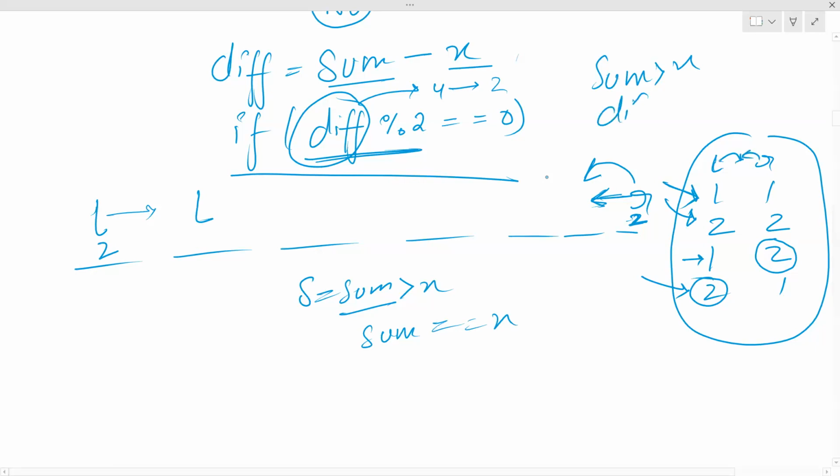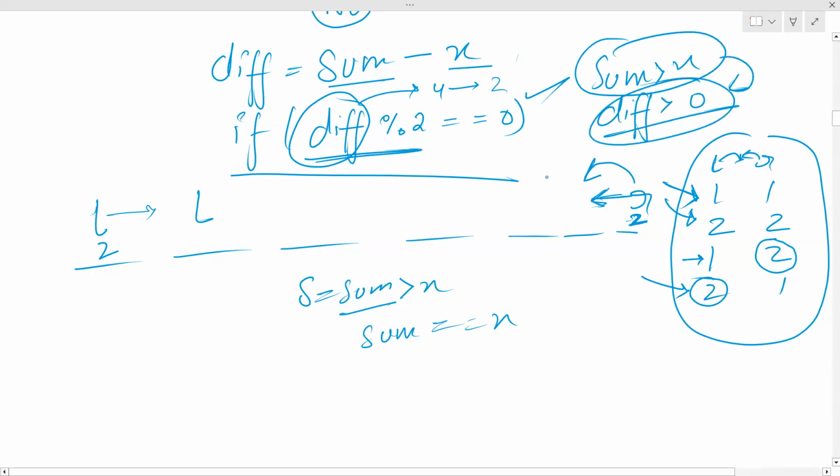If your difference is more than 0 and it's divisible by 2, and this is also true, then the difference is nothing but the difference between these two. And if the difference is divisible by 2, you can shift both L and R, L one place to the right and R one place to the left, and the difference will again change by exactly 2. So the difference will still be a multiple of 2. If you keep doing these kinds of steps, eventually you'll end up at some L and R for which your sum will exactly be equal to x. Is it making sense?